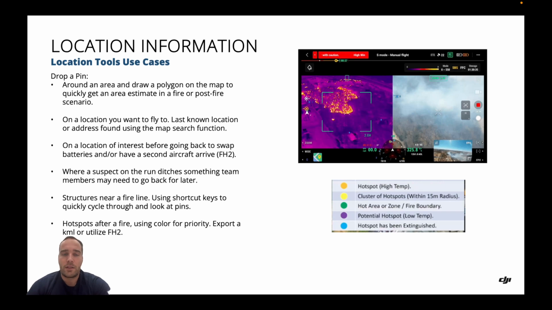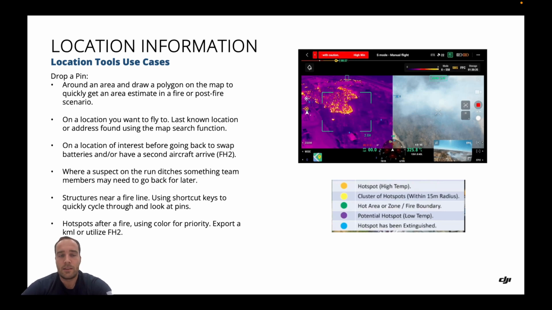If there's a location you want to fly to, or last known location, or an address found by searching on the map, dropping a pin, as we saw, provides a nice AR view and location information to easily fly to a location. If you were on scene and needed to come back for a battery swap or had another pilot coming to location, dropping a pin for them could be nice, or yourself, so you know exactly where you want to come back to, or what is being looked at for items of interest.